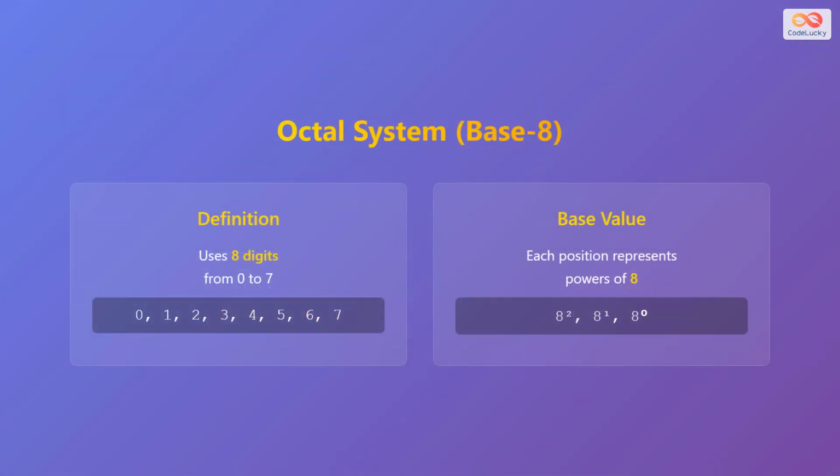The octal system, or base 8, uses 8 digits ranging from 0 to 7. Each position in an octal number represents a power of 8. For example, we have 8 squared, 8 to the power of 1, and 8 to the power of 0.